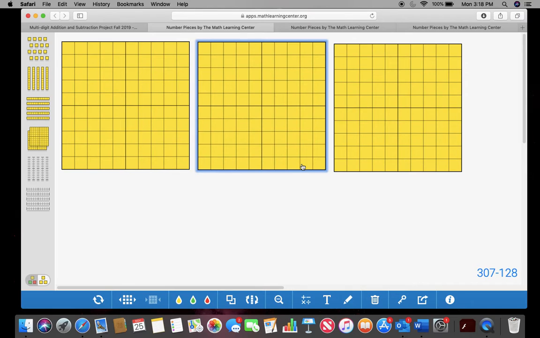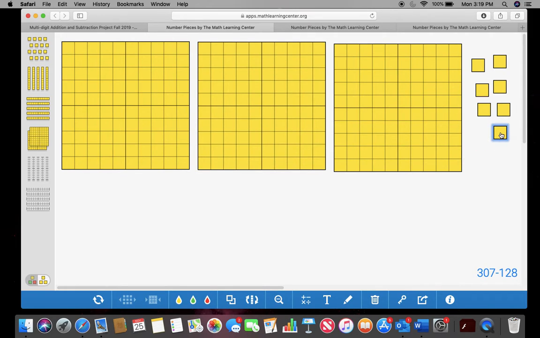The student will then move on to place 7 unit blocks to represent the 7 ones in the number 307. 1, 2, 3, 4, 5, 6, and 7.